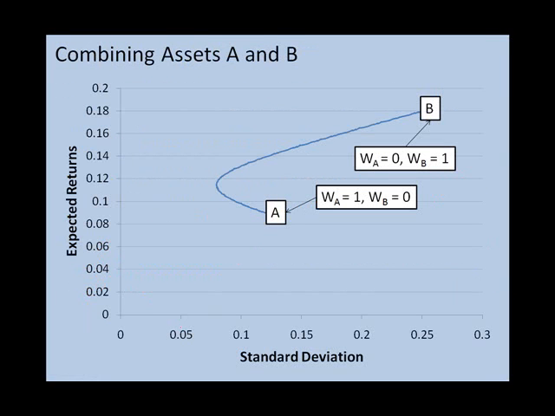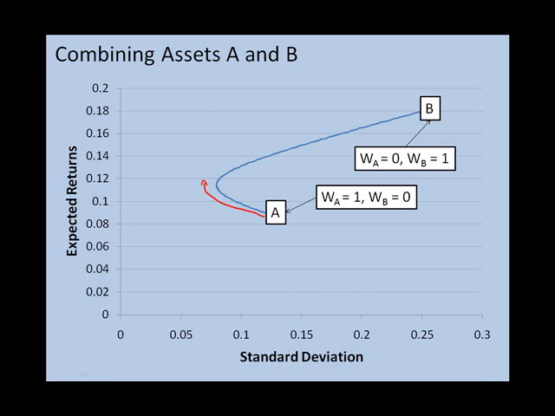Suppose we want to look at all the possible combinations of asset A and asset B. In this diagram, that's what we've plotted. I've plotted on the horizontal axis the standard deviation of the portfolio, and on the vertical axis the expected returns. If we invest everything in A, then we earn returns equal to 9%, and we have a standard deviation of 12%. As we increase the amount we invest in asset B, we see our expected returns increasing, while our portfolio risk, or standard deviation, actually decreases.